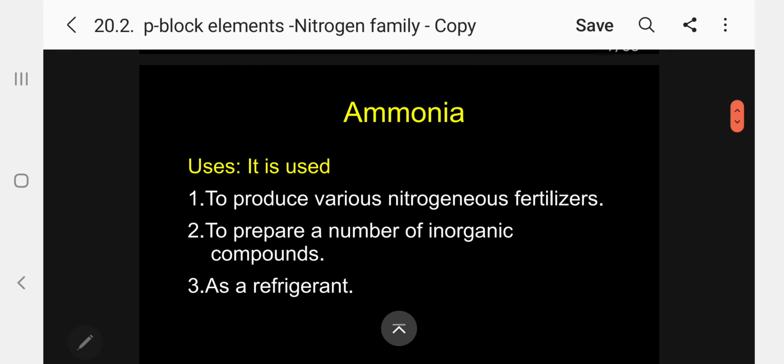Coming to uses, it is used to produce various nitrogenous fertilizers, like ammonium nitrate and ammonium chloride. It is used to prepare a number of inorganic compounds. And it is used as a refrigerant. Ammonia is used as a refrigerant.